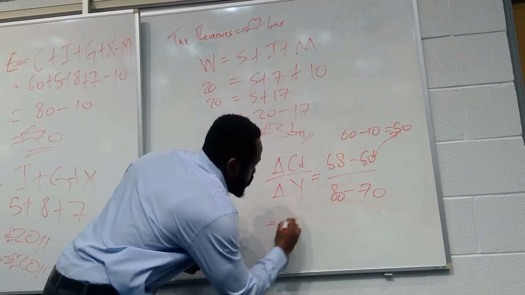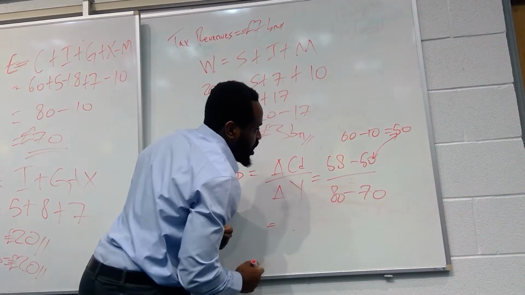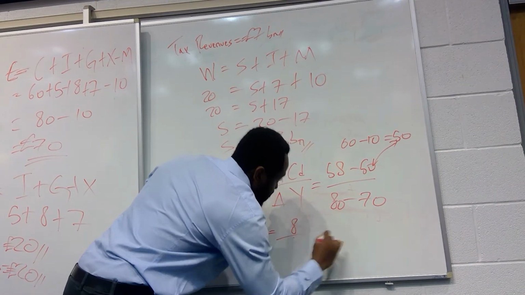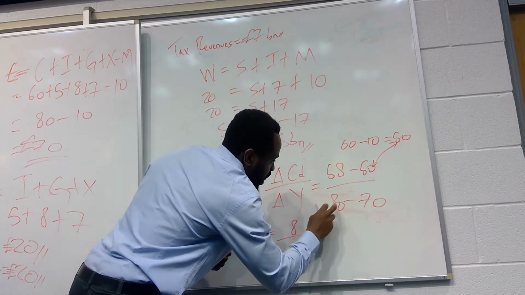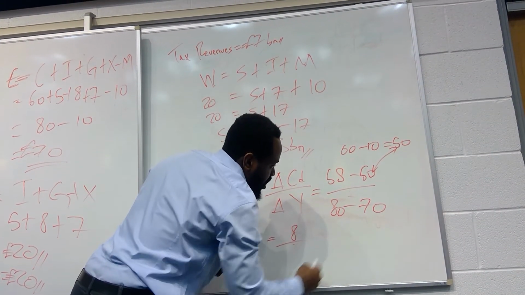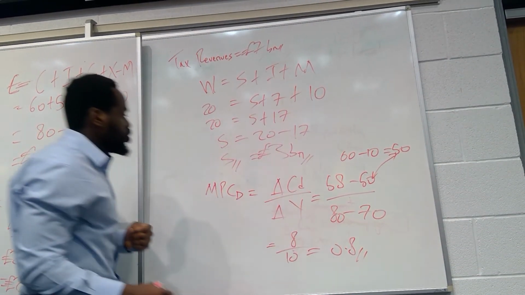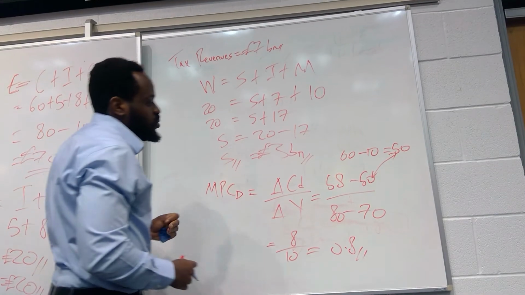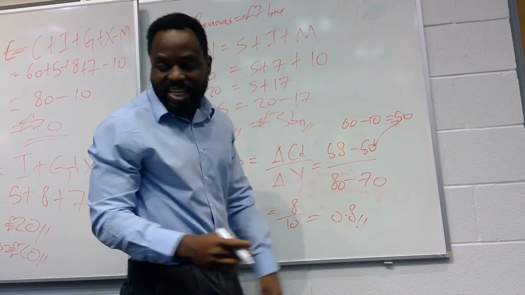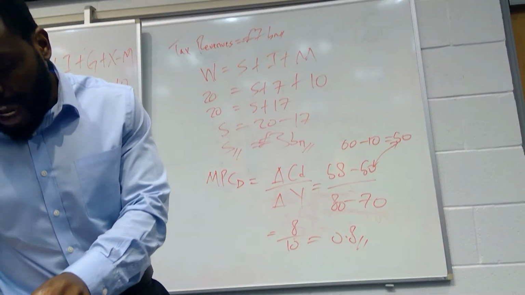Okay, so now we can solve this question. All we need to do is 58 minus 50, that is 8, divided by 80 minus 70, which is 10. So this gives us 0.8, okay? So our marginal propensity to consume domestically, ladies and gentlemen, is 0.8. So we've solved that question.